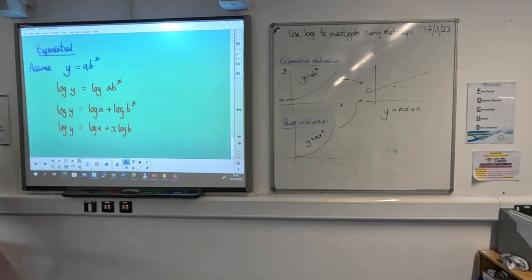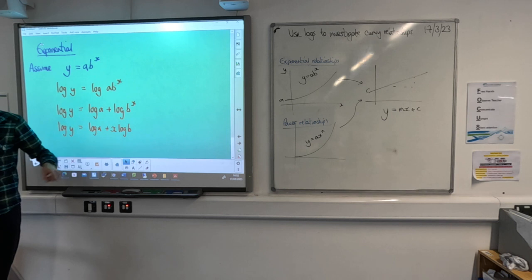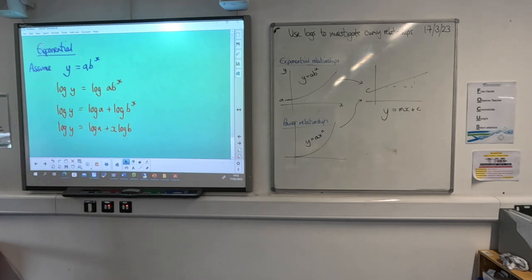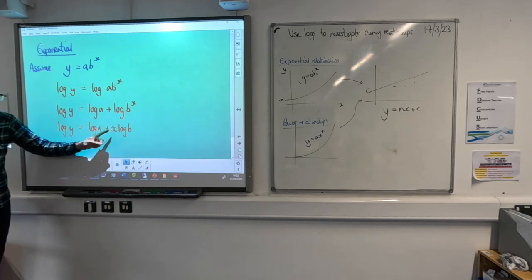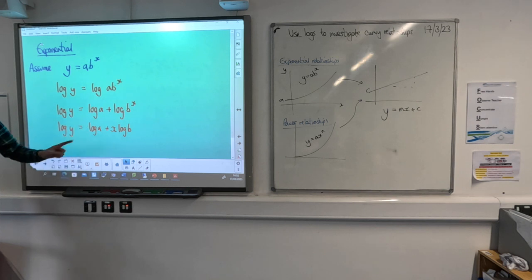Now remember, A and B are constants. X and Y are the variables. A and B are constants. So this is a constant value, and this is a constant value. So we've got the log of y is equal to some x's plus some constant. Now that rings a bell.